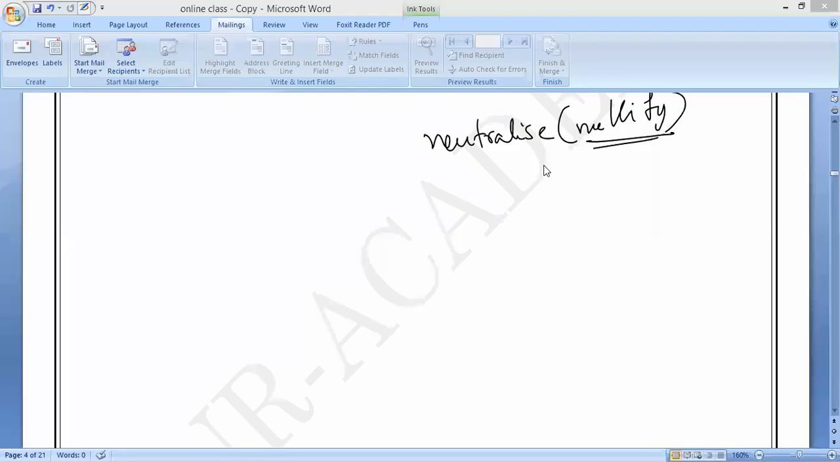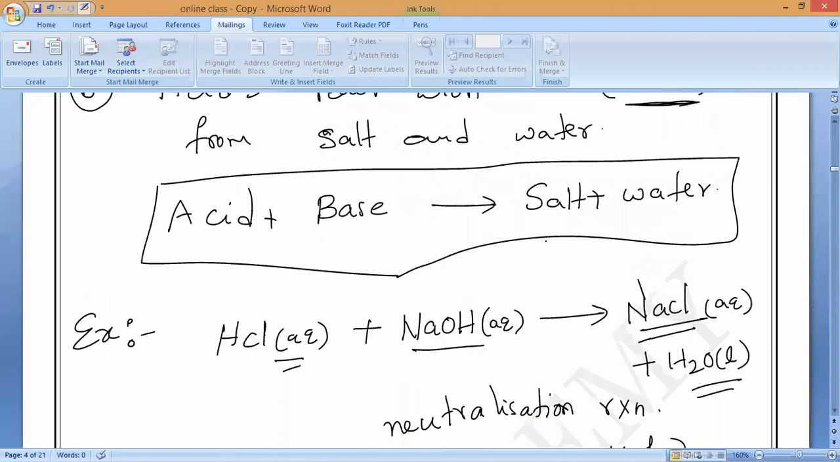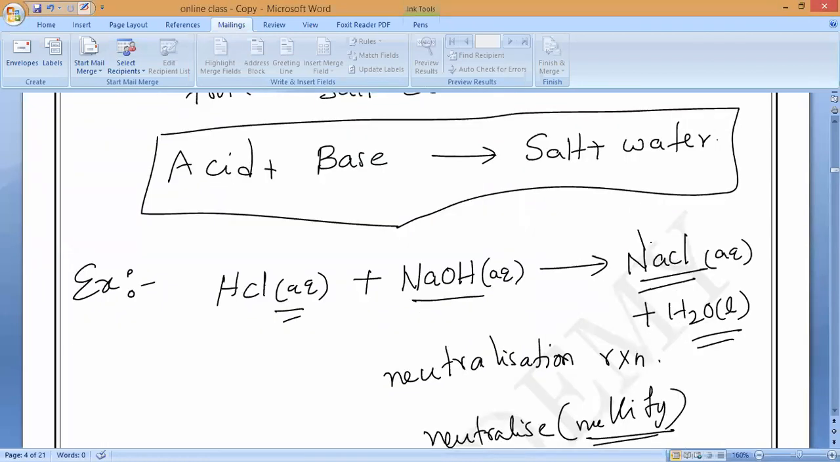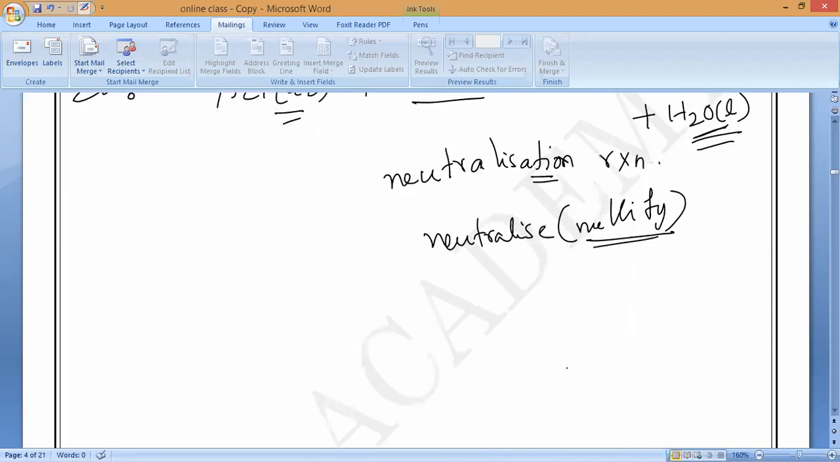You will observe that acids are reacting with the bases, and they will form salt plus water. So that is why this is called neutralization. This is also another example of a neutralization reaction. So what is the meaning of neutralize? When acid is reacting with the base, both will neutralize each other, meaning the nature of their reaction will become nullified and they will form salt and water.